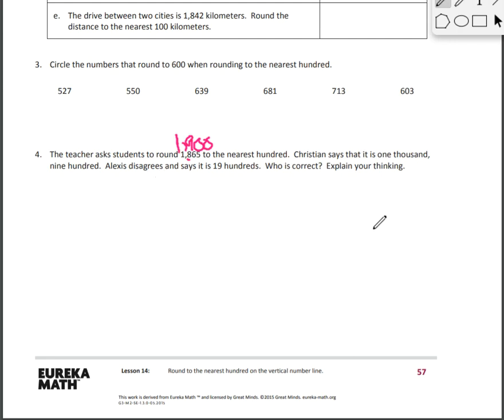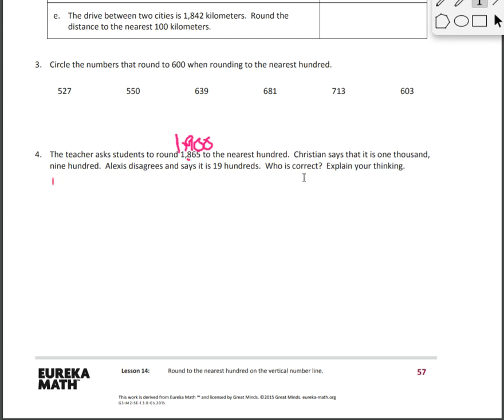Alexis disagrees and says it's 1,900s. We have 2 Alexises, so they're both in the problem at the same time. This is a day for people in our class being in the problem set. Who is correct? Explain your reasoning.